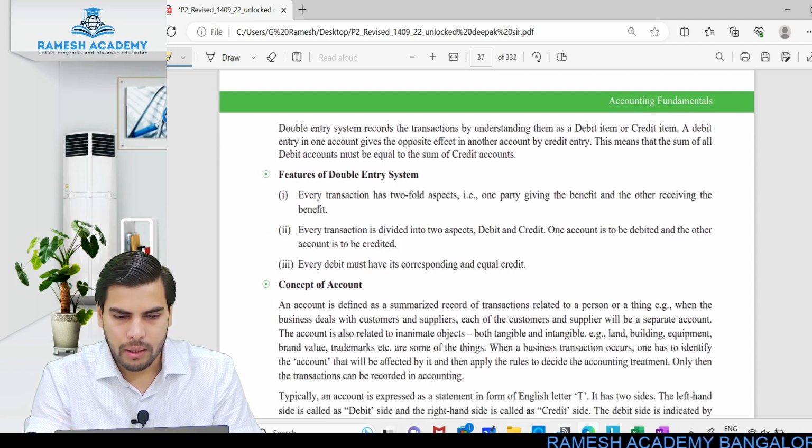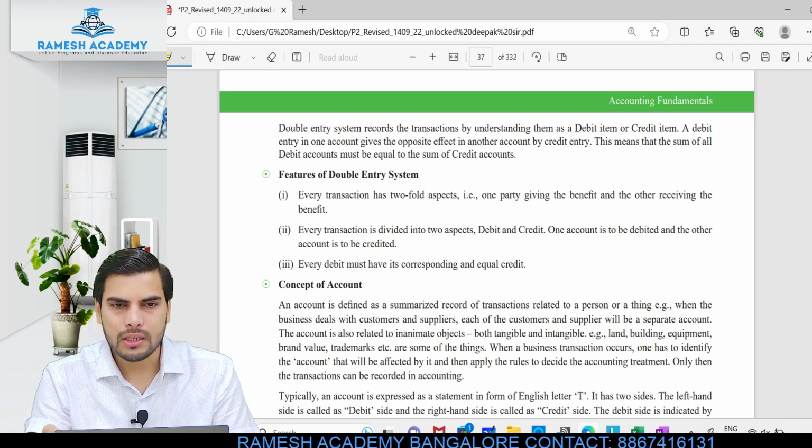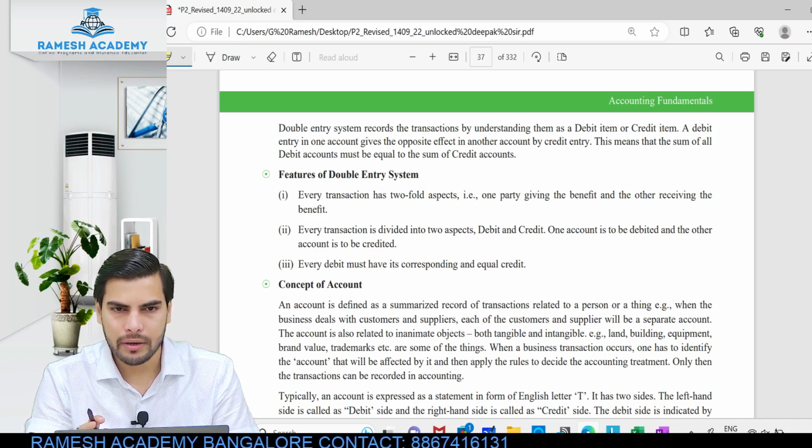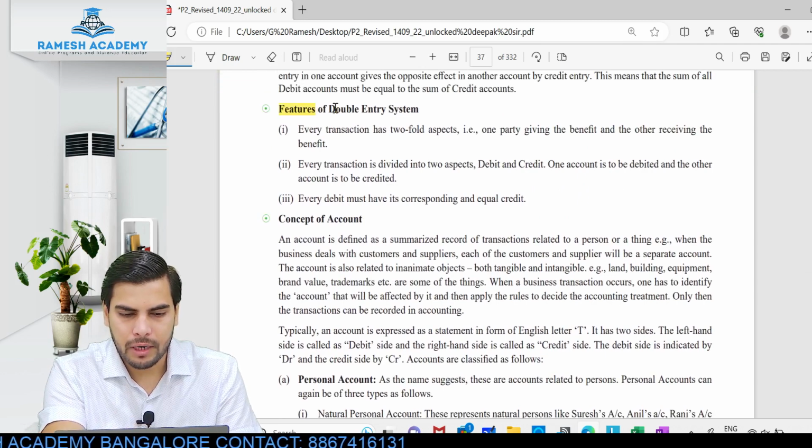So the double entry system records the transaction by understanding it as debit and credit items. A debit entry in one account gives the opposite effect in another account by credit entry. Once we discuss the concept of journal entry, we will discuss this in detail: which account has to be debited and why, which account we need to credit, and what exactly is the reason behind it. Okay, let's talk about the features of the double entry system.